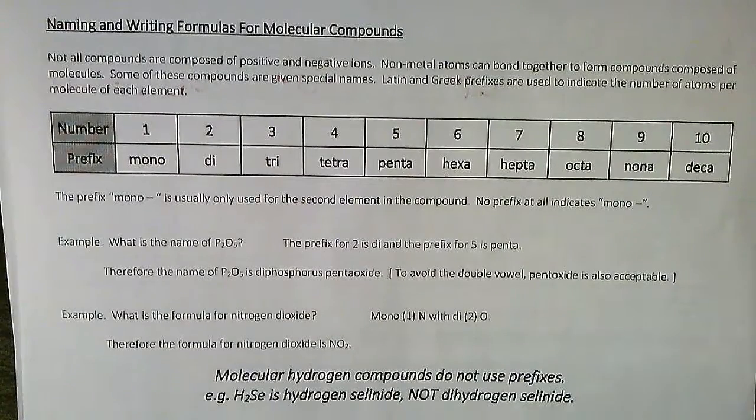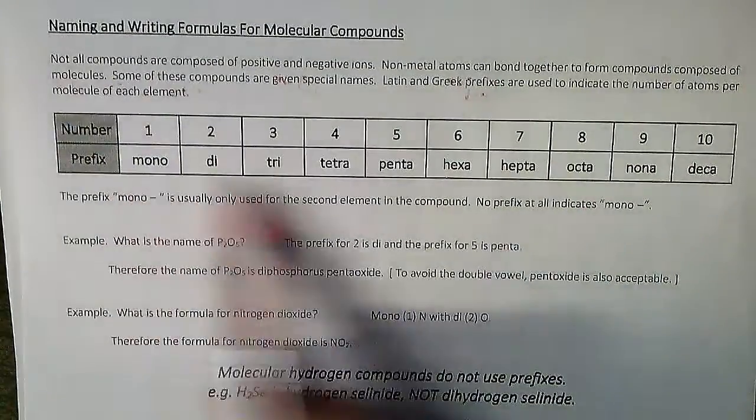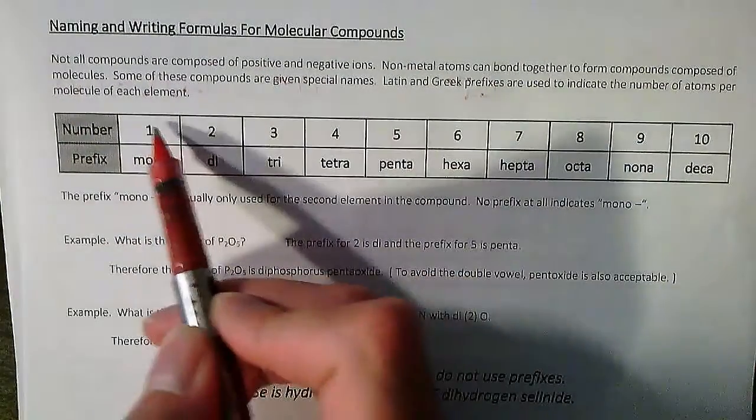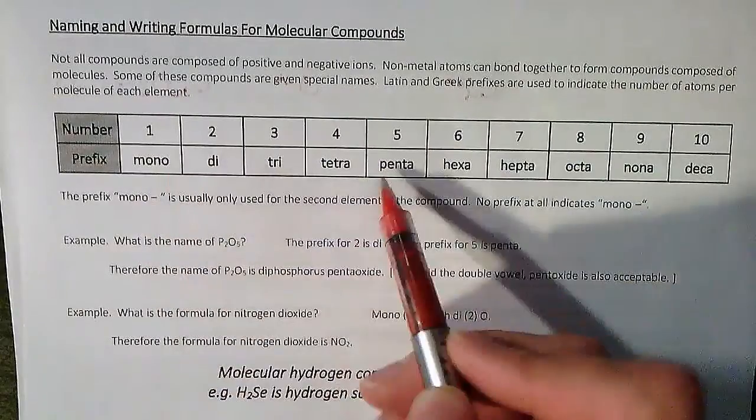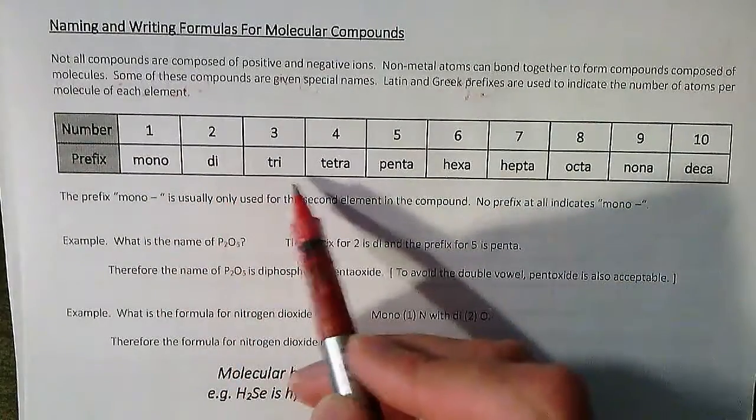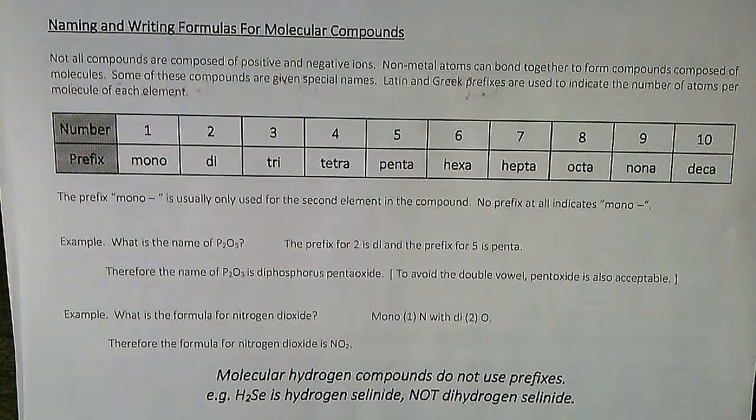Now we're going to take a moment to look at how to name and write formulas for molecular compounds. When we're naming molecular compounds, we're always going to be using a prefix system. So we're going to need to memorize these prefixes. If we have 1 of something, it's mono, and 2 is di, 3 is tri, and so on.